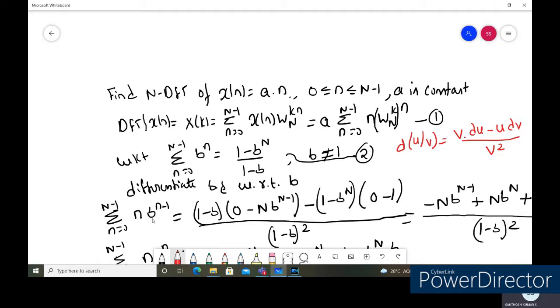Now we'll simplify the RHS part. In the meantime, b to the power of n minus 1 is there. We can also write this as b to the power of n divided by b. So first let us simplify the RHS part.